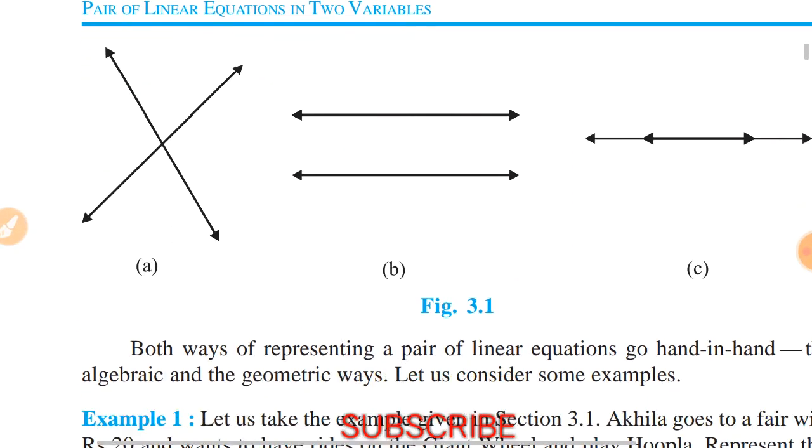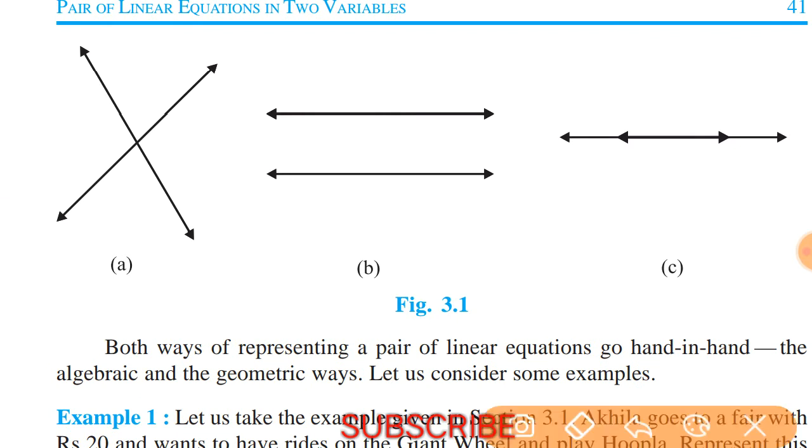Look here, when two lines cross each other at a point, they are known as intersecting lines, and this is the point of intersection. These two are parallel lines. And what is the definition of parallel lines? If two lines never intersect each other and have an equal gap at every point, we can say those lines are parallel. And this is a coincident line.